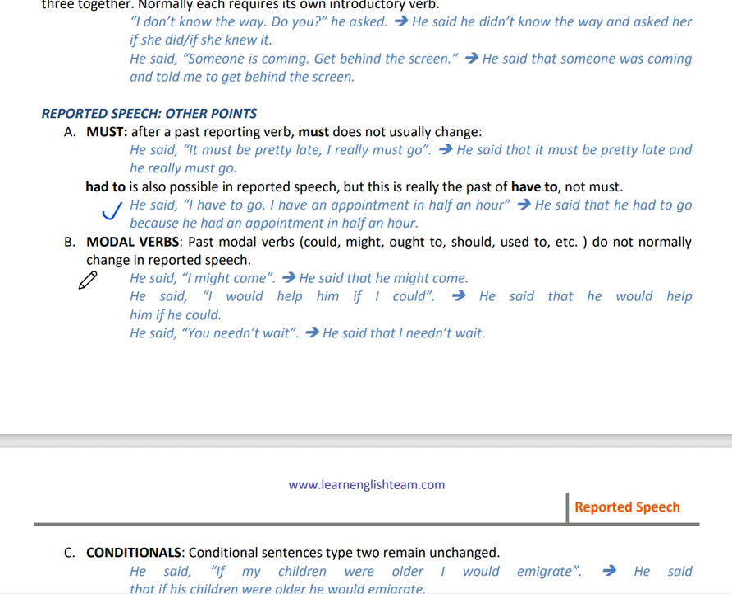Past modal verbs: could, might, ought to, should, used to, etc. do not normally change in reported speech. Great. He said, "I might come." He said that he might come. Okay, great. He said, "I would help him if I could." He said that he would help him if he could. Great. He said, "You didn't wait." He said that I didn't wait.